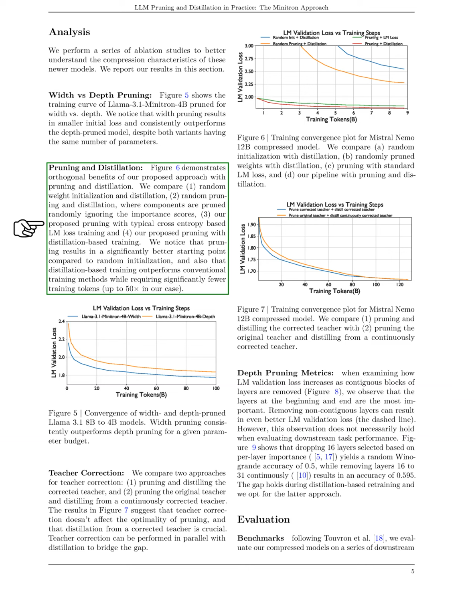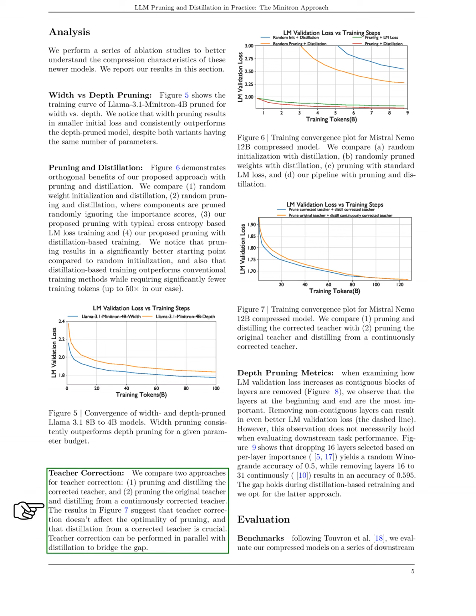1. Random weight initialization with distillation. 2. Random pruning with distillation. 3. Our proposed pruning with standard loss training. And 4. Our proposed pruning with distillation-based training. We find that pruning provides a significantly better starting point than random initialization, and distillation-based training is more effective than traditional methods, requiring up to 50 times fewer training tokens.